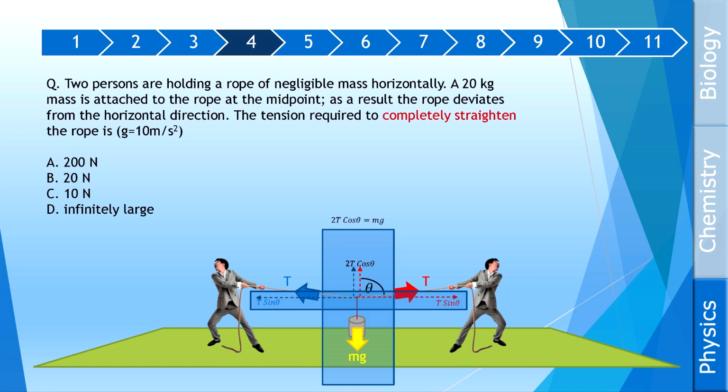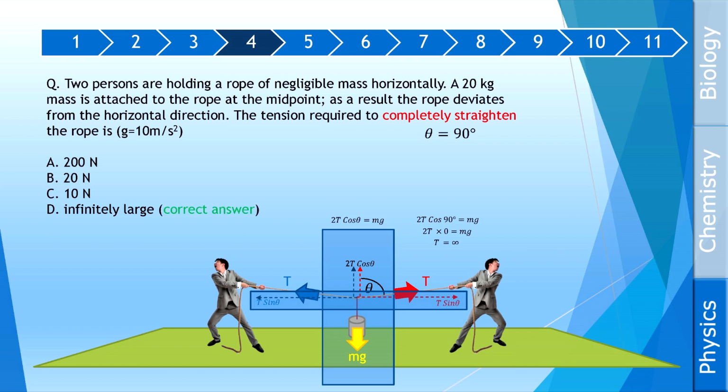Now look at the question. It wants the rope to completely straighten. For this to happen, the angle theta must be 90 degrees. So we proceed with the calculation, replacing theta with 90 degrees. Cos 90 degrees is 0. Thus, T is infinite. Hence, we get option D as the correct answer.